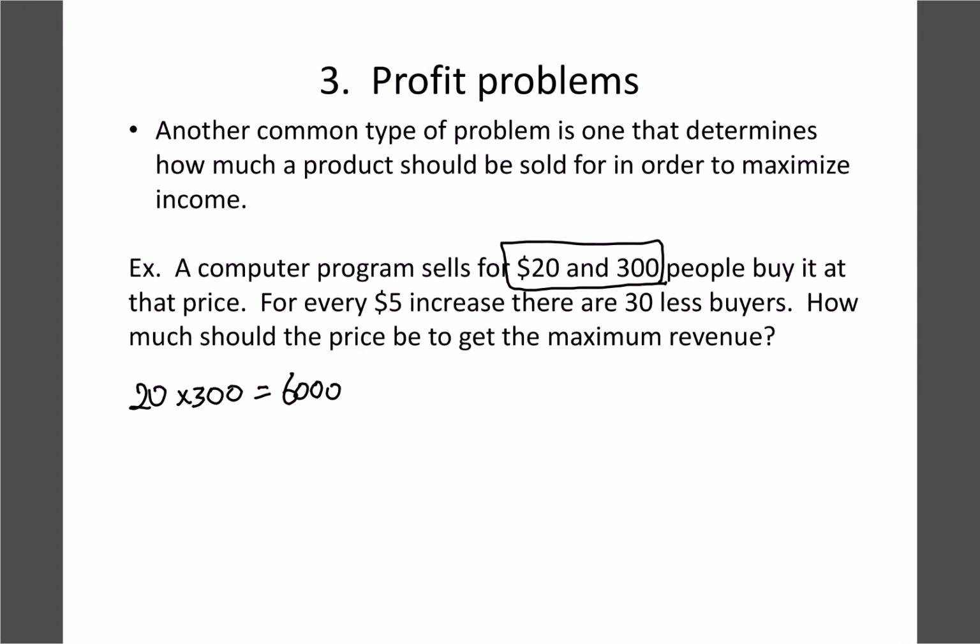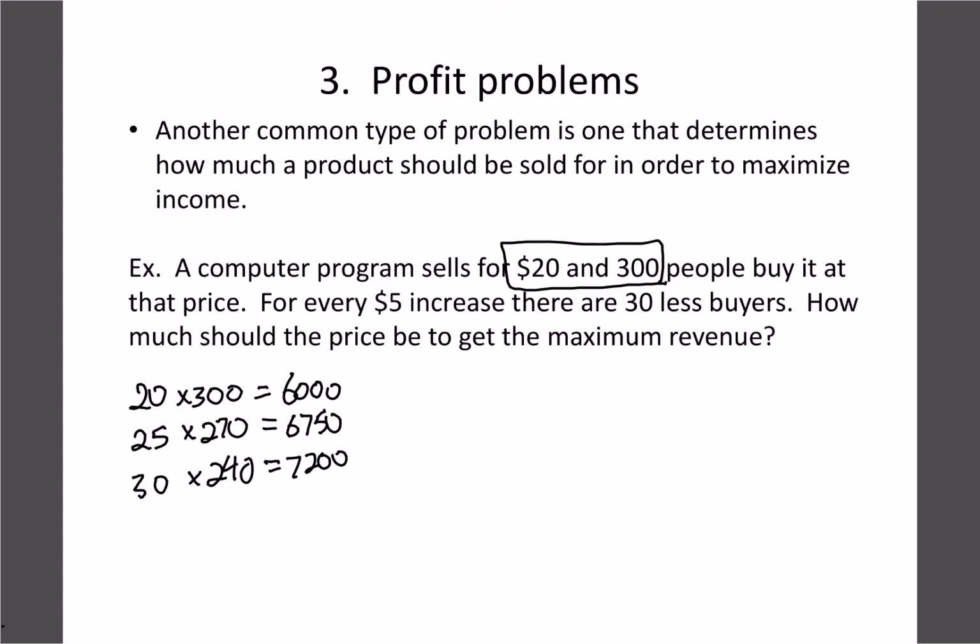But now it says if we increase it by $5, so if we get $25, we get 30 less people. So we'd have 270 people buying the item at $25. So if we multiply those, you can see we actually make more money. We get $6,750. And let's try it again. If we make $30, we actually only get 240 sales. But if we multiply those, we get more money yet. So you can see it makes sense to charge more. Even though we're selling less of them, we're actually still going to make more of a profit.